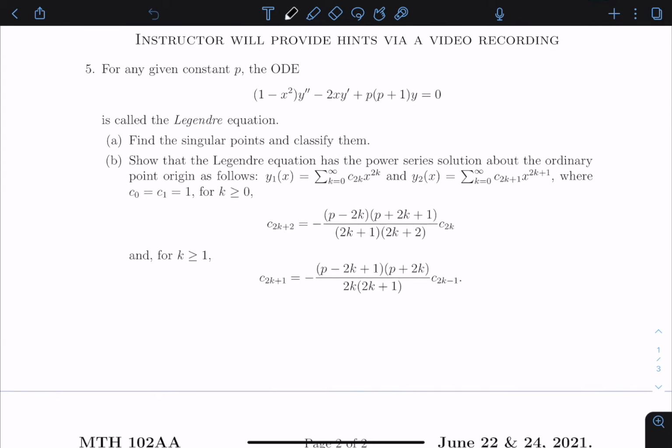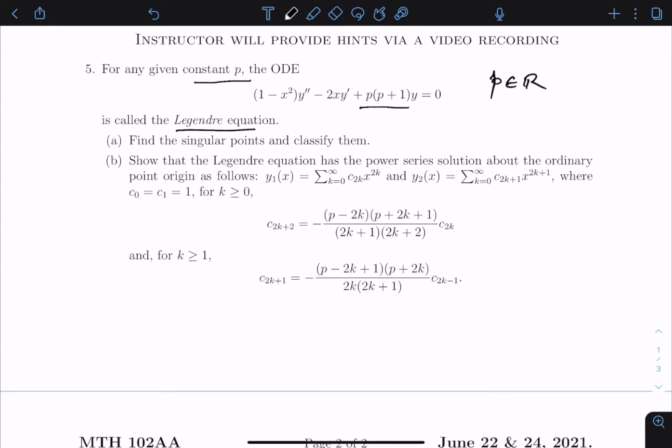What we are given is a second order differential equation, which is called the Legendre equation. In the Legendre equation, for any constant p, that p appears in the equation. So for each p, you have an equation. Once you fix a p, p is a real number. This ODE is called the Legendre equation.